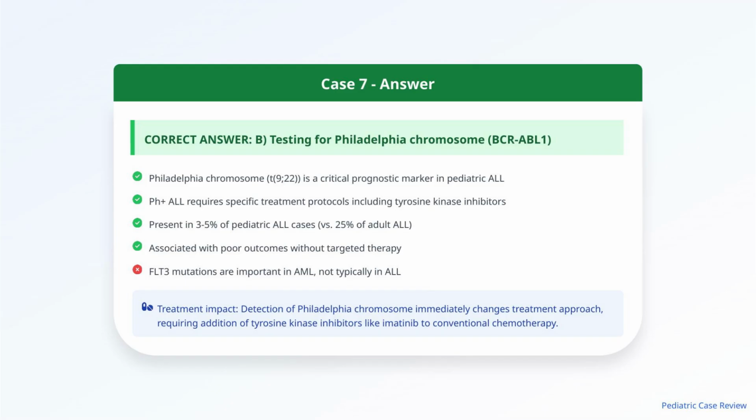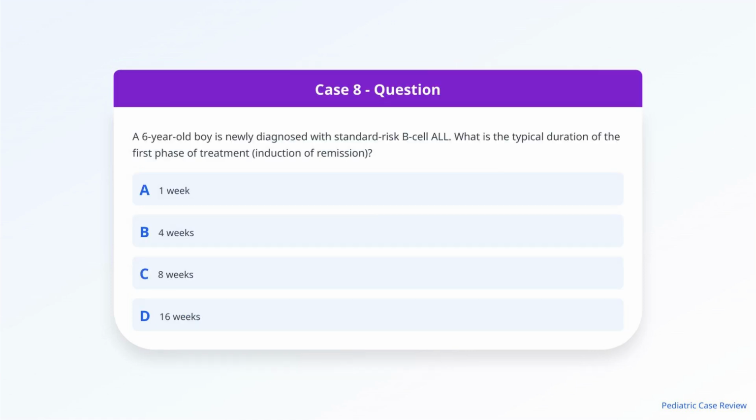Philadelphia-positive ALL requires specific treatment protocols that include tyrosine kinase inhibitors like imatinib in addition to conventional chemotherapy. Without these targeted therapies, Philadelphia-positive ALL is associated with poor outcomes. Next-generation sequencing panels can provide additional information but are not as immediately actionable. BRAF mutation analysis is more relevant for solid tumors, while FLT3 mutation testing is primarily important in acute myeloid leukemia, not typically in ALL. Moving to our 8th case.